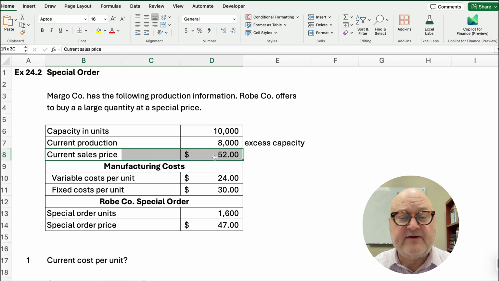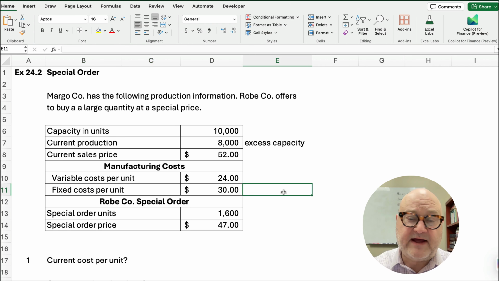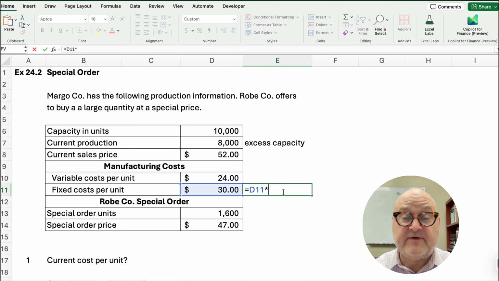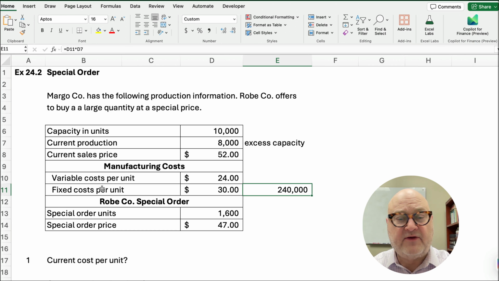Now our current sales price is $52. And our manufacturing costs are variable, which includes the materials and the labor and the overhead, and that's $24. Now, this is a little bit tricky. Here we say the fixed cost per unit is $30, but that really is the total fixed cost divided by the 8,000. In fact, let's remind you, this is really $30 times 8,000 units. So it is $240,000 is our fixed cost, and remember the total fixed cost doesn't change.